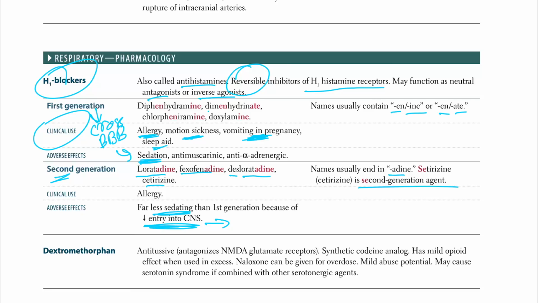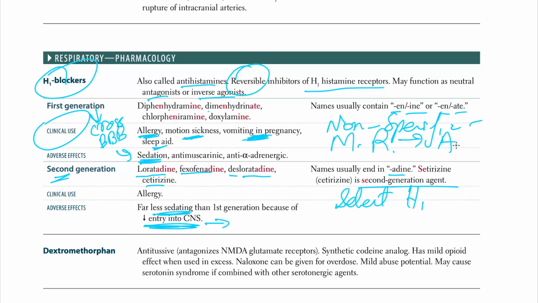And one more important thing is they're selective. They're very selective for their H1 blocking effect, while the first generation are non-specific and interact with multiple receptors. That's important. They affect multiple receptors, including the muscarinic receptor, and that would give you anti-cholinergic effects, because you're blocking the acetylcholine receptor, which is also known as the muscarinic receptor. You're going to get the anti-cholinergic effects.